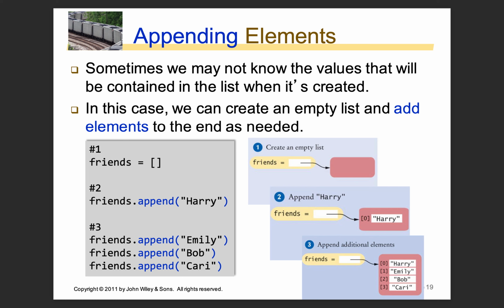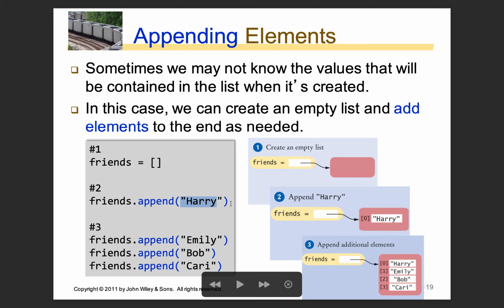What we then do in this situation is we create an empty list and we add elements to our list whenever we need to. So every time there's a new element that comes in, we just add it to our list. So we start with an empty list, friends equals open square brackets, close square brackets. This creates an empty list, a list with nothing in it. And then as we need to add stuff to it, we use this dot append method. Okay, so friends dot append Harry appends Harry to our list.